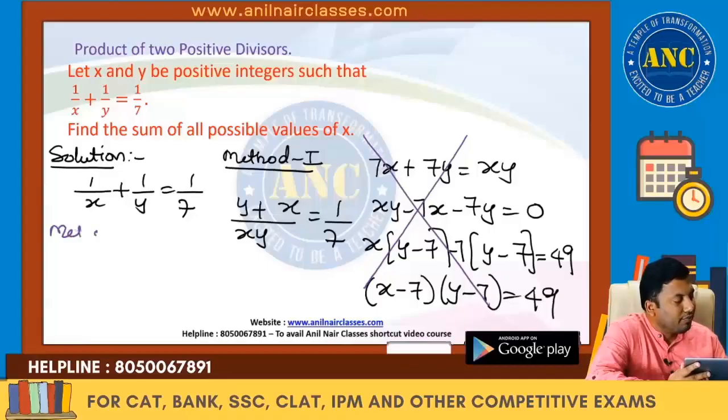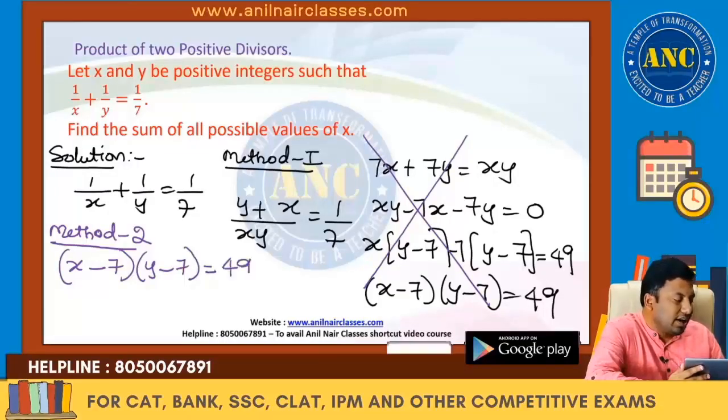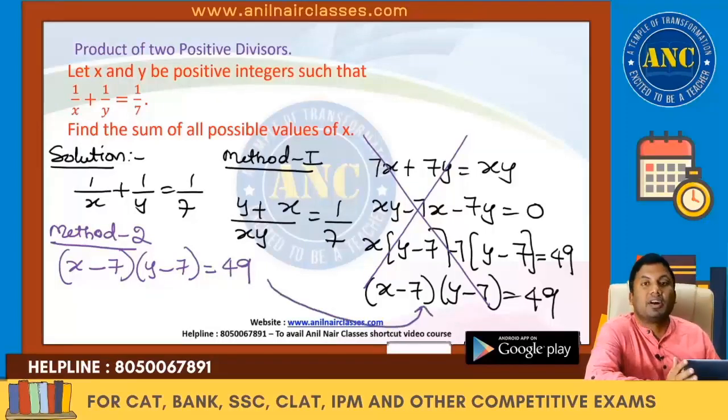Method 2. What did we discuss in method 2? A by x plus b by y is 1 by c. X minus ac: x minus 1 into 7 is x minus 7. Y minus bc: 1 into 7 is 7. A into b into c square: 1 into 7 square. X minus 7 into y minus 7 is 49. Directly we got this equation.